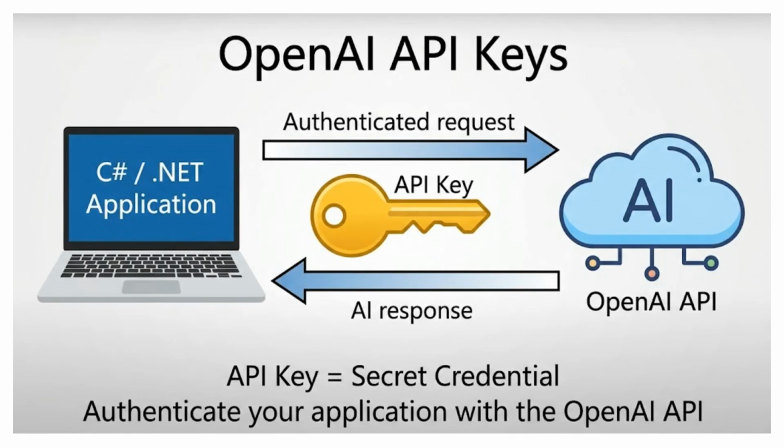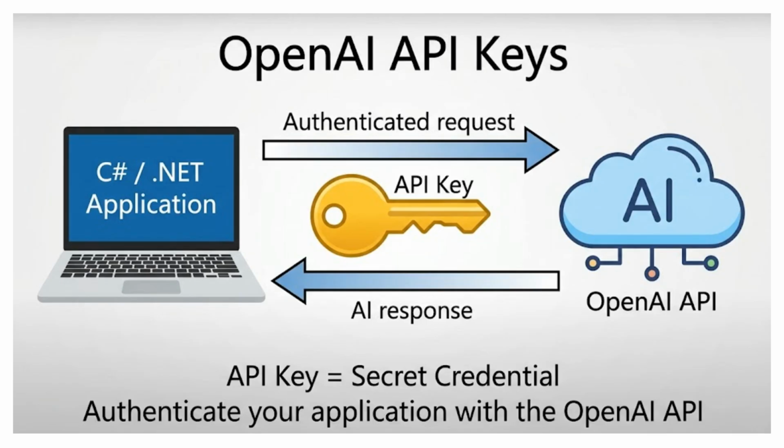In this lesson, we're going to learn about OpenAI API keys. An API key is a secret credential that allows your C# or .NET application to authenticate with the OpenAI API. When your application sends a request, it includes the API key. OpenAI checks the key to make sure the request is authorized. If everything is valid, OpenAI processes the request and sends the AI response back to your application.